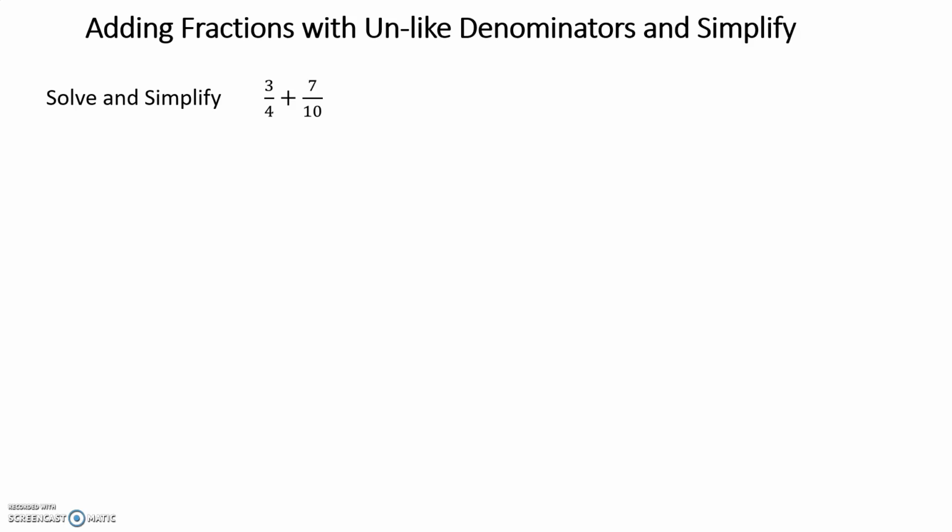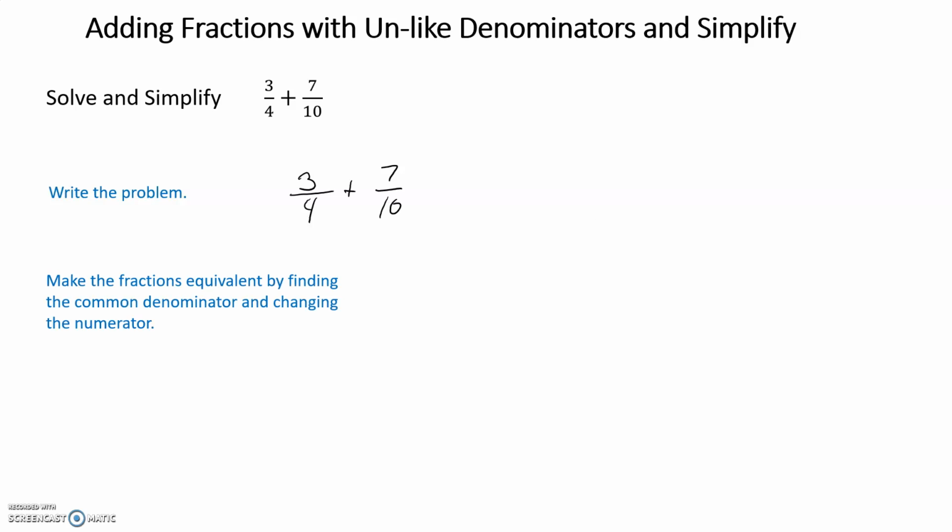All right, so it's very similar to adding with like denominators, but before we add, we've got to actually change the denominators. The first thing we're going to do is write the problem. So 3/4 plus 7/10. Then we're going to have to make the fractions equivalent, and we need to get those denominators the same. We do so by finding the least common multiple and then changing the denominator and changing the numerator.